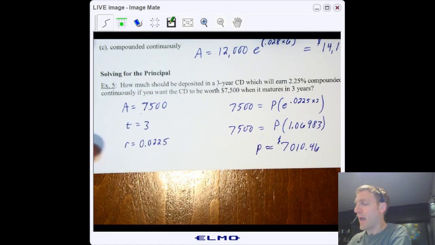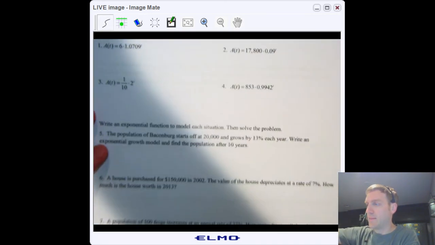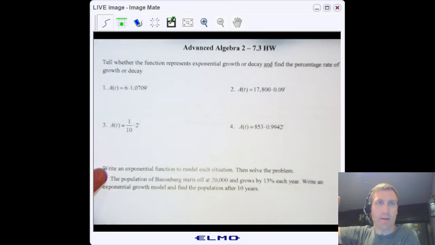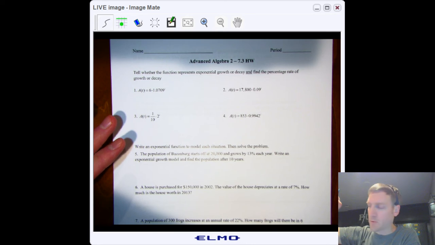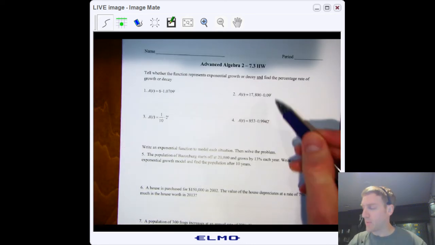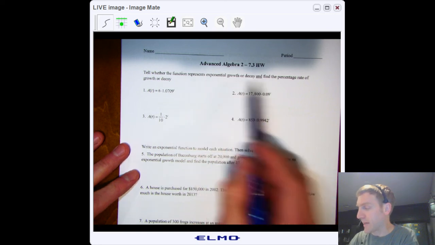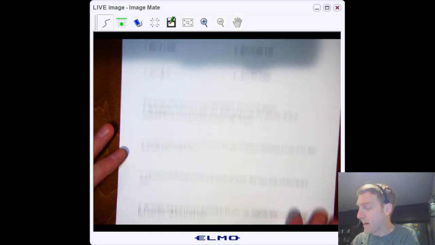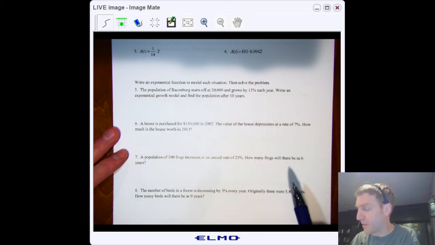All right, so after you finish going through those examples, there's a homework sheet that I posted online for you to try. Let me just walk you through these real quick. The first 4 are like the example that we did in the first video, where it gives you the function. Simply say, is it growth or decay, and find the r. Then we get into a bunch of word problems having to do with modeling exponential growth and decay.